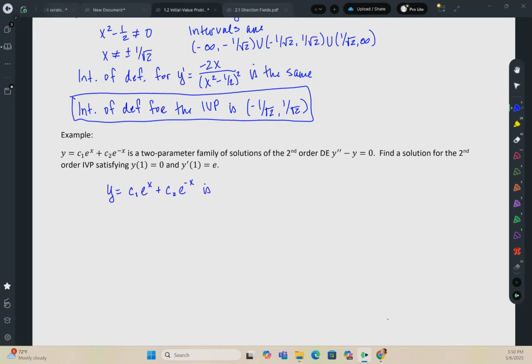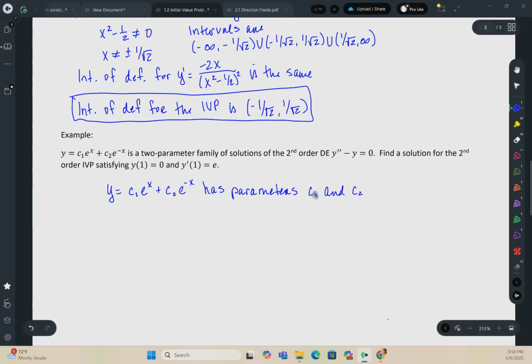This has parameters c1 and c2. And again, we will find out how these show up. I cannot get a 1 to save my life. There we go. We will see how these show up when we learn how to solve differential equations. For now, we trust that they found the correct solution and we're just trying to figure out what C1 and C2 are, okay? Now, we're being asked to find a solution for the second order IVP.